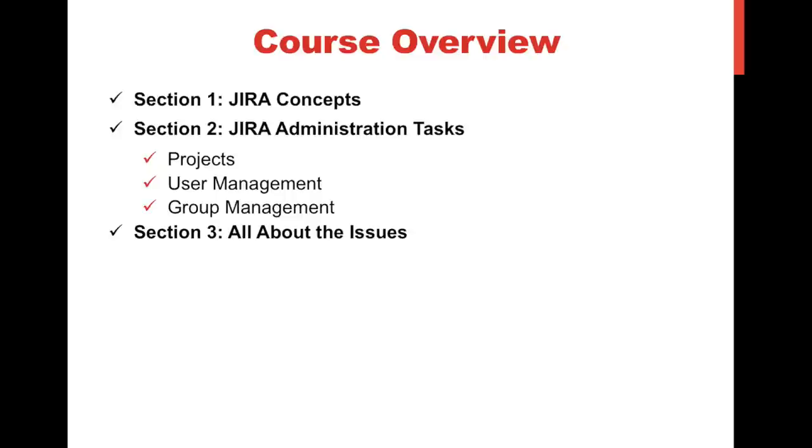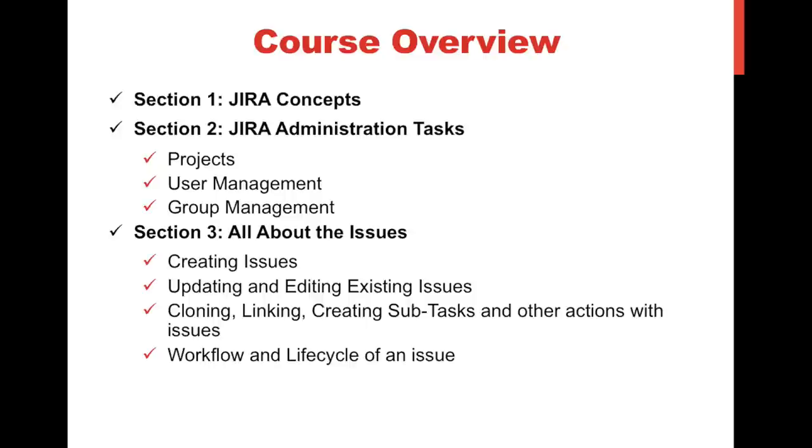In section 3, we'll cover the different things we can do with issues. We'll talk about creating new issues, and updating and editing existing issues. We'll also take a look at some of the advanced functionality in issues, for example cloning them, linking them, creating subtasks, converting issues to subtasks, voting on an issue, watching an issue, and various other actions available on an issue. We'll also look at the workflow and lifecycle of an issue, how it's used in practice, and the various transitions and statuses that we just talked about in the previous slides.